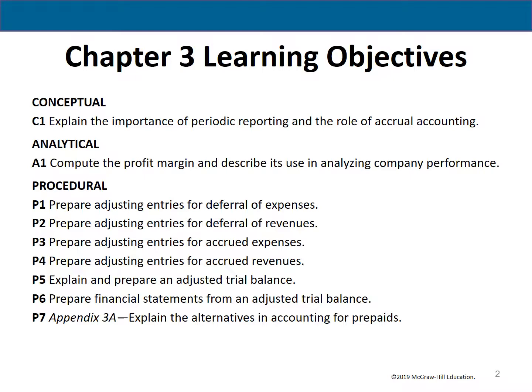We're going to look at the procedural parts, preparing special journal entries we call adjusting journal entries, and how we update our general ledger for these adjusting journal entries so that we can create an adjusted trial balance, which is what we use to prepare financial statements.